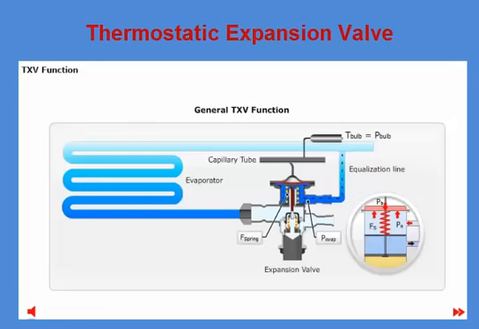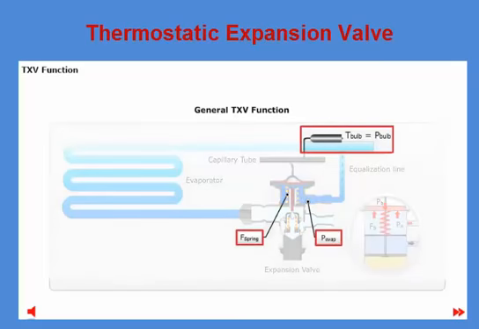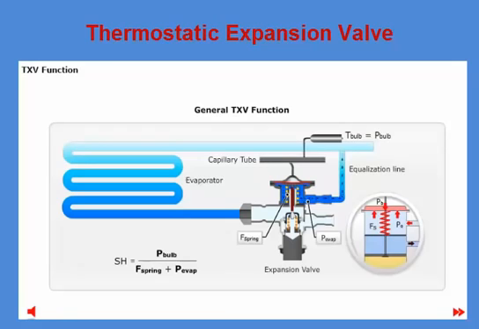Together with the force from the valve mainspring, F-spring, the two pressures achieve a pressure balance which represents the requested superheat, or SH, at the evaporator outlet. Depending on the actual SH value, the TXV orifice will open or close.